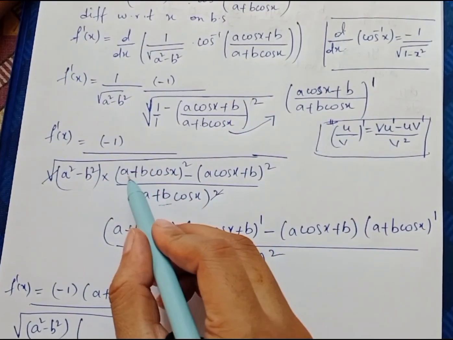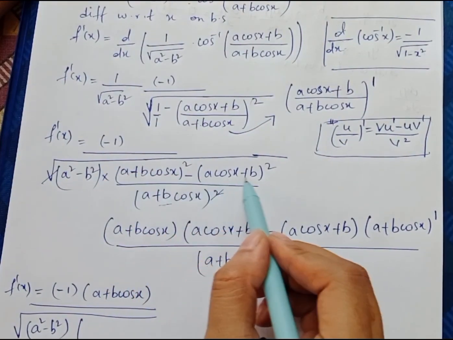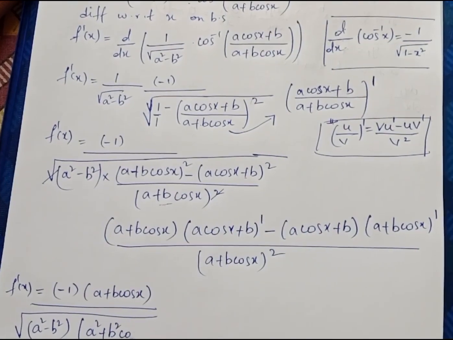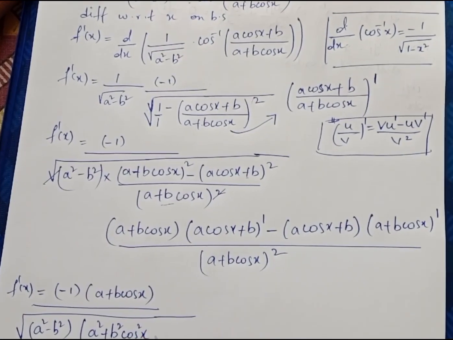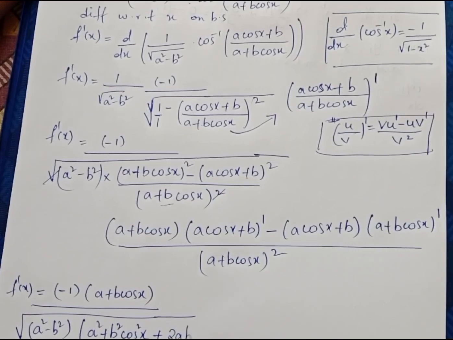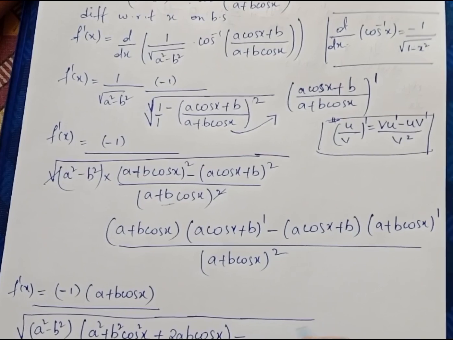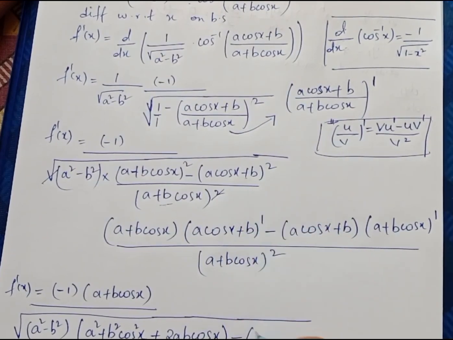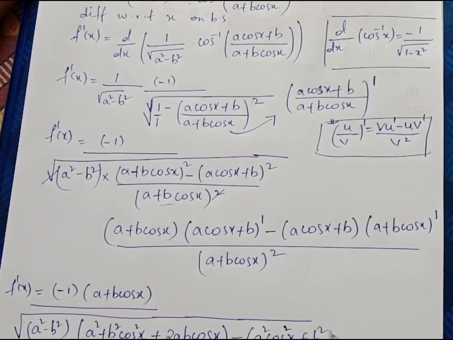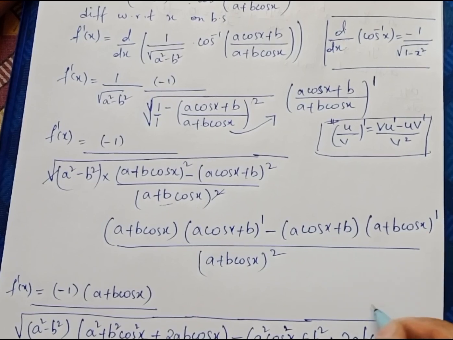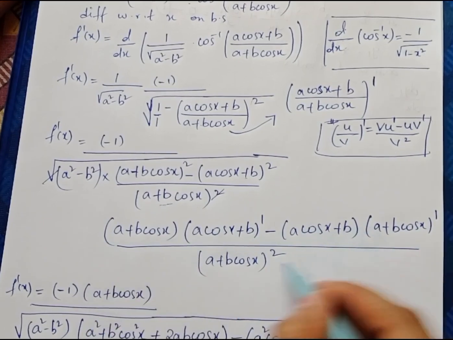Now, expansion of (a plus b) whole square, here also (a plus b) whole square. So it is a square plus b square cos square x plus 2ab term, so it is 2ab cos x minus. Again (a plus b) whole square expansion, so it is a square cos square x plus b square plus 2ab cos x, right? Now this whole term is multiplied with this term.